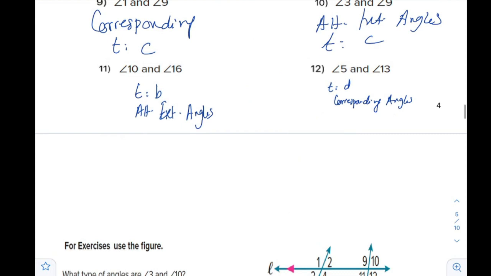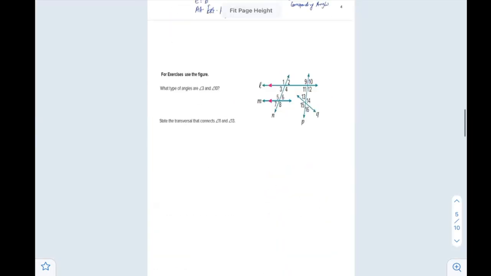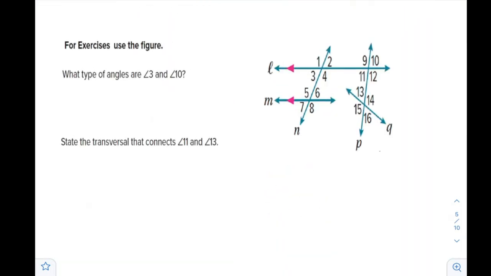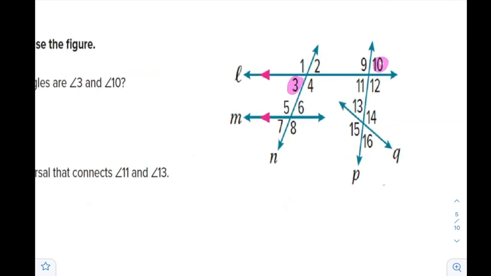Okay, very good. Now, finally, before we move to part 2, what type of angles are 3 and 10 in this sketch? What is the relation between 3 and 10 in this sketch? Is there any relation between them? 3 and 10 both are lying on the transversal L. So there is a common transversal, which is L. As you see here, this transversal is cutting this line and that line.